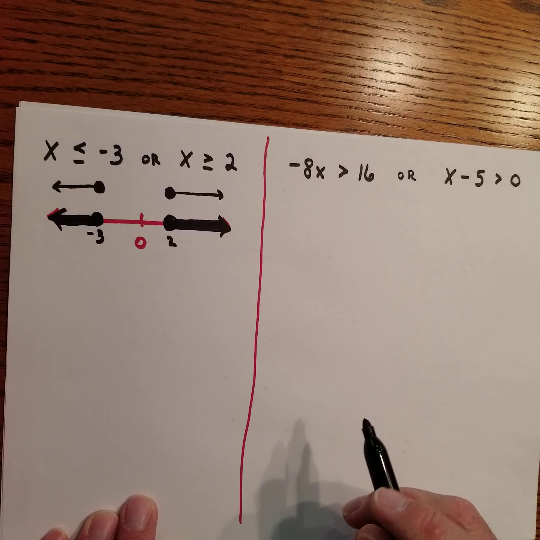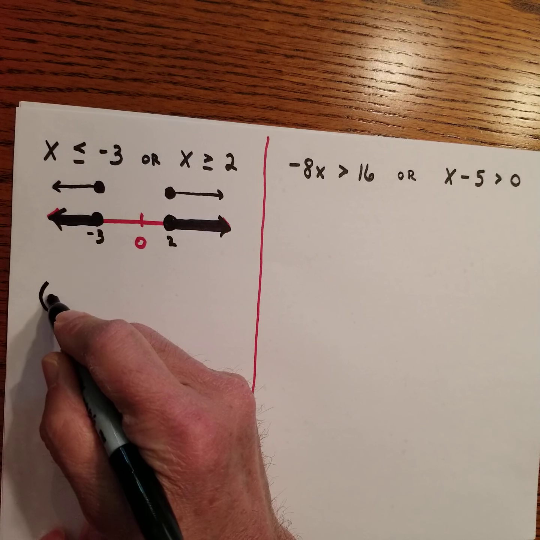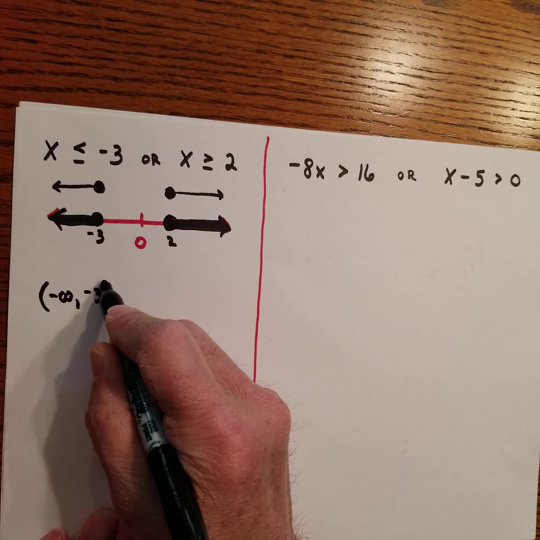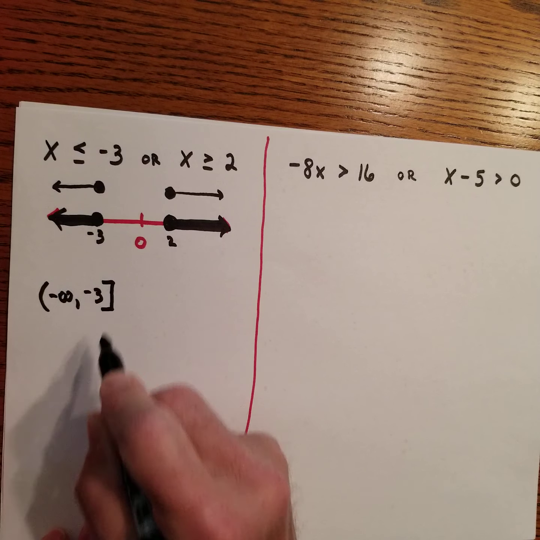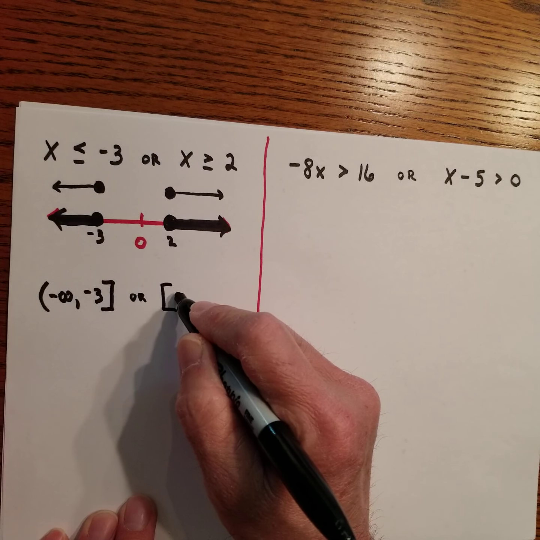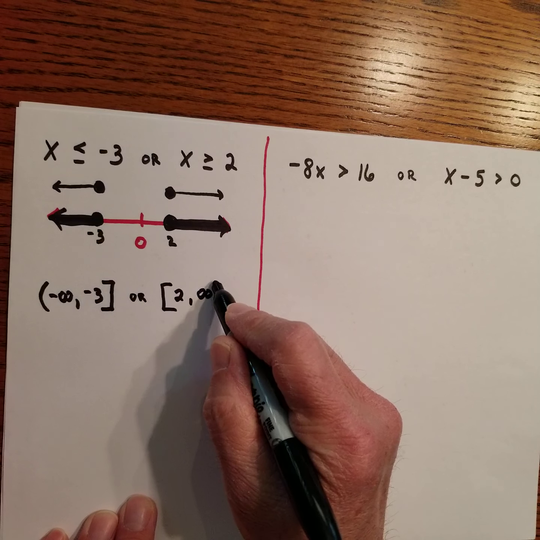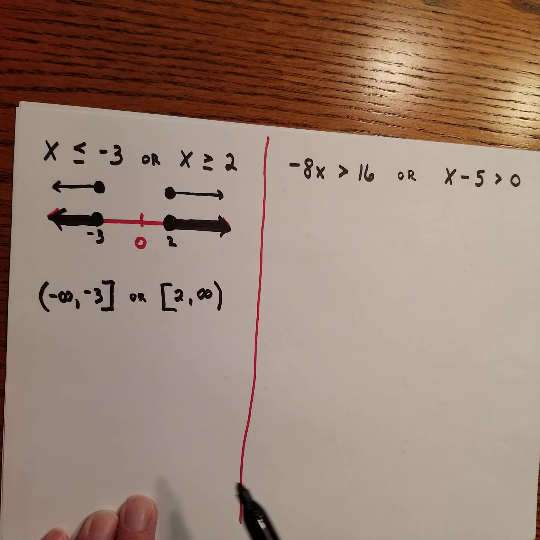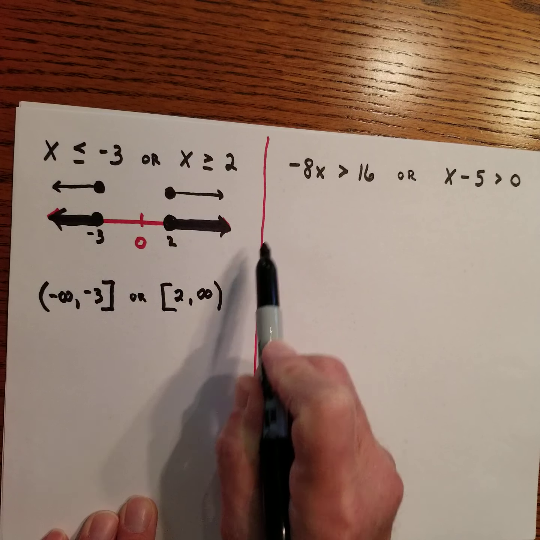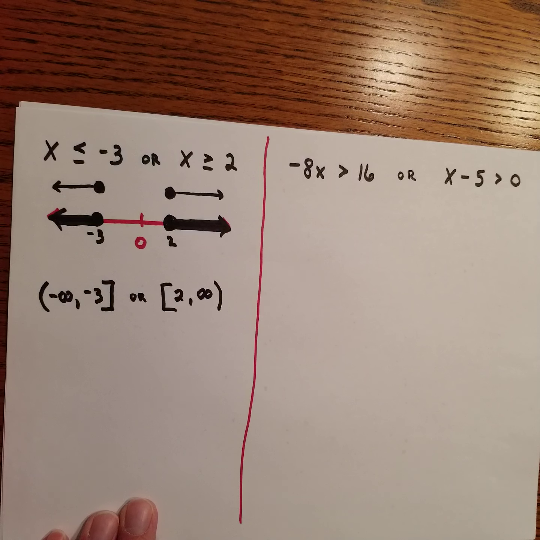On my interval notation, what is it that I've covered on my graph? As I go left to right, I've covered everything from -infinity all the way up to -3. I colored in the -3, so strong bracket. Or I also color in everything from 2 continuing out to infinity. When I make my interval notation, I think left to right, from -infinity to -3, or from 2 to positive infinity.